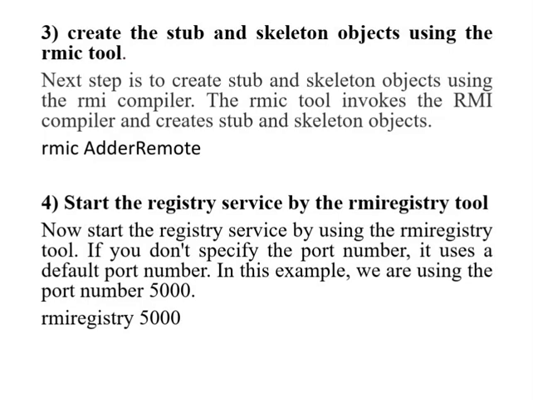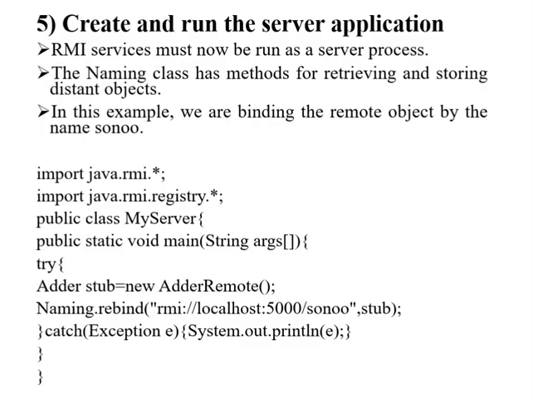Let us consider the program or the example that represents how we can create and run the server application. That is import java.rmi.*; import java.rmi.registry.*; public class MyServer { public static void main(String args[]) { try { Adder stub = new AdderRemote(); Naming.rebind("rmi://localhost:5000/sonu", stub); } catch (Exception e) { System.out.println(e); } } } In this way, we can create and run the server application with any type of remote object by name.